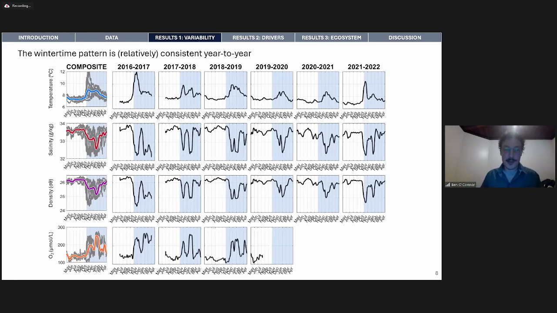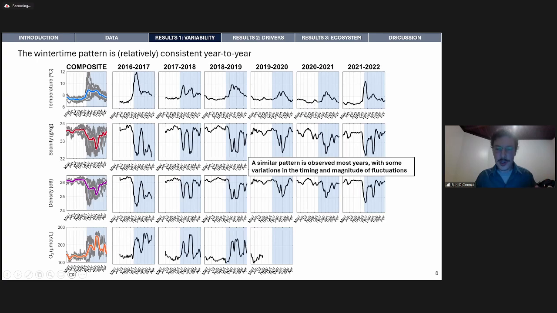And one interesting thing about these patterns too is it's not just an artifact of the composite process. If we examine individual years' time series, on the left here is those same composite cycles, and then moving from left to right, I've just plotted the individual years of each variable after that. We can see a similar pattern is observed most years with slight variations in the timing and magnitude of these fluctuations. It's most clear in density here, and it forms what I call the wintertime density W. So these two periods of low density conditions interrupted by this relaxation towards high density. You can see that in most of these years.